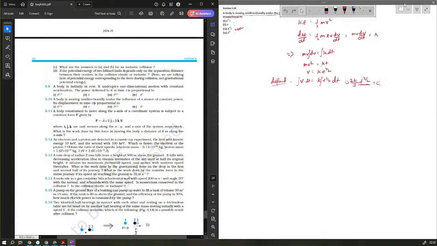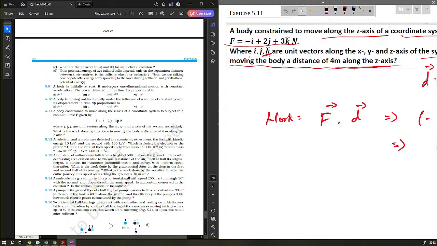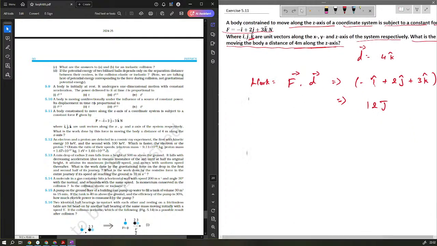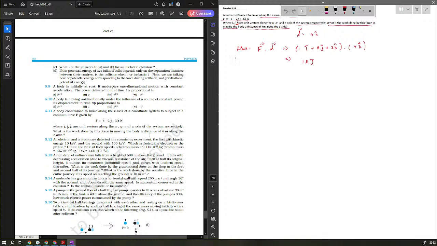Now in the 11th question we have: a body constrained to move along the z-axis of a coordinate system is subjected to a constant force F, where i, j, k are unit vectors along the x, y and z axis of the system respectively. What is the work done by this force in moving a distance of 4 meter along the z-axis? So here, since the motion is along the z-axis, the components of the displacement vector along i and j are going to be 0.